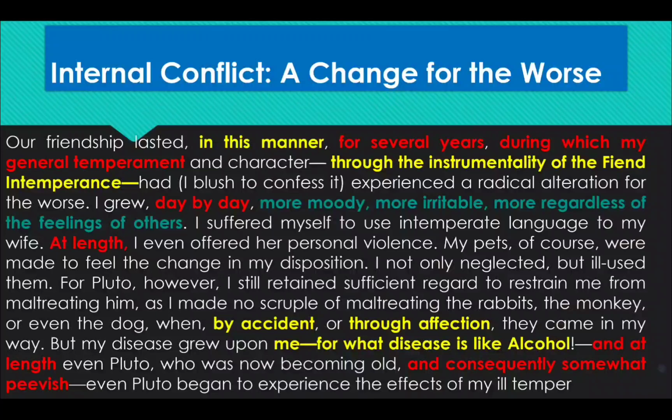For example, when he said, "Our friendship lasted in this manner for several years, during which my general temperament and character, through the instrumentality of the fiend intemperance," you see, all of these are appositive structures. Now the main verb is "had experienced", "I blush to confess it, had experienced". This is the main verb, you see?